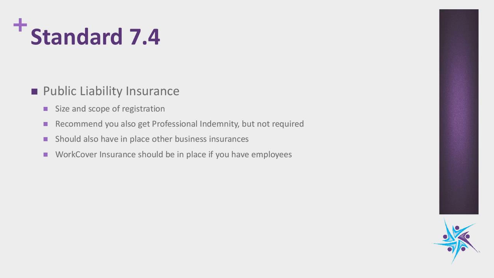If you have a requirement that a student is required to use high-risk equipment, then your public liability insurance should cover those students using high-risk equipment. So that's what standard 7.4 is: you must have public liability insurance, but it must meet the size and scope of your operations and protect your students under that insurance.